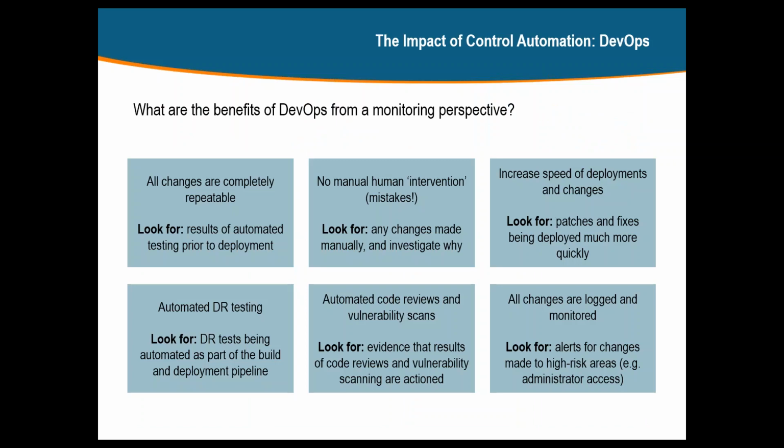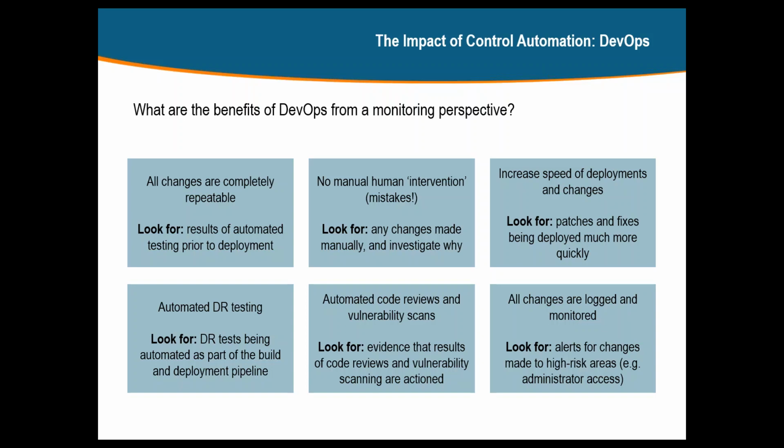From a control and audit and monitoring perspective, there are a few benefits of using a DevOps style environment. As I mentioned, all changes are completely repeatable. So you can look for the results of the automatic testing prior to deployment. There's no manual human intervention during deployments. So one, you know that all the deployments have gone as planned and are successful based on their testing. You can also investigate any changes that were made manually to the environment, because these are now abnormal changes, and investigate why they were made.